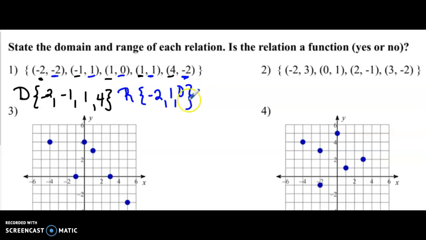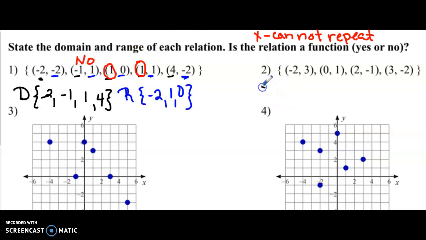Now, a function is considered to be what's called a one-to-one relationship. And so my x values cannot repeat. I can't ever have the same x value used. If I do, then it is not a function. So if we look at this, I had a -1, and then I had a +1 here and a +1 here. They repeated in my domain, so this is not a function.